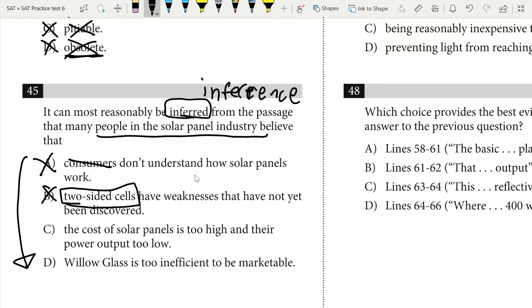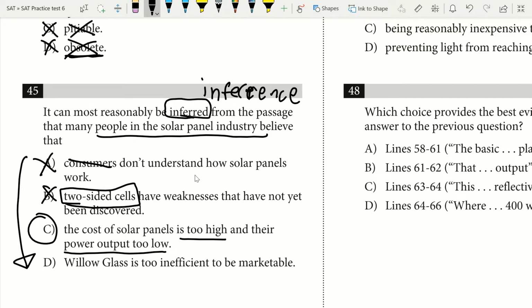C, the cost of solar panels is too high and their power output too low. Yes, we do make that claim, right? We say that many people believe that. We talk about it at that conference, when they talk about how solar panel costs are currently too high and power output too low. I'm guessing we'll probably have an evidence question after this, in which case I'll show you the evidence for it.